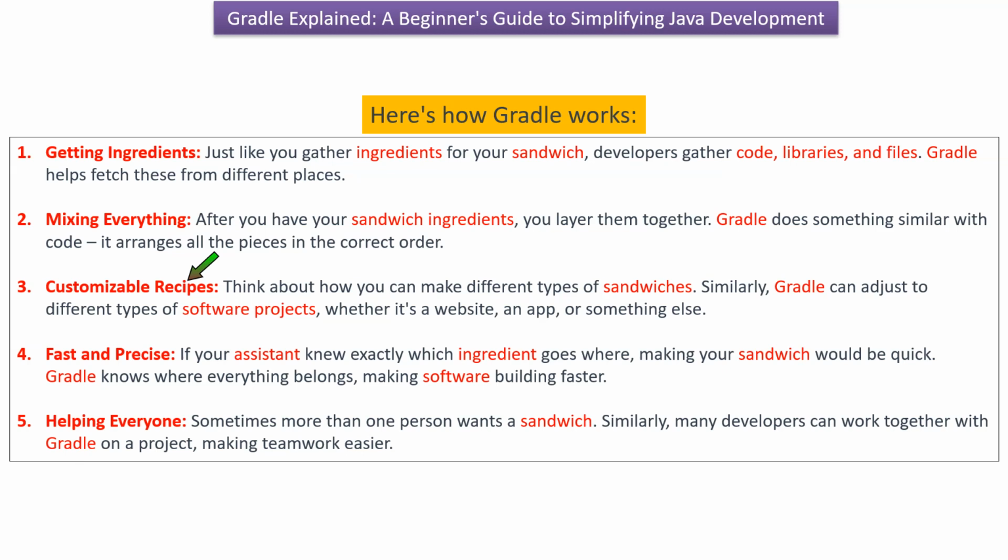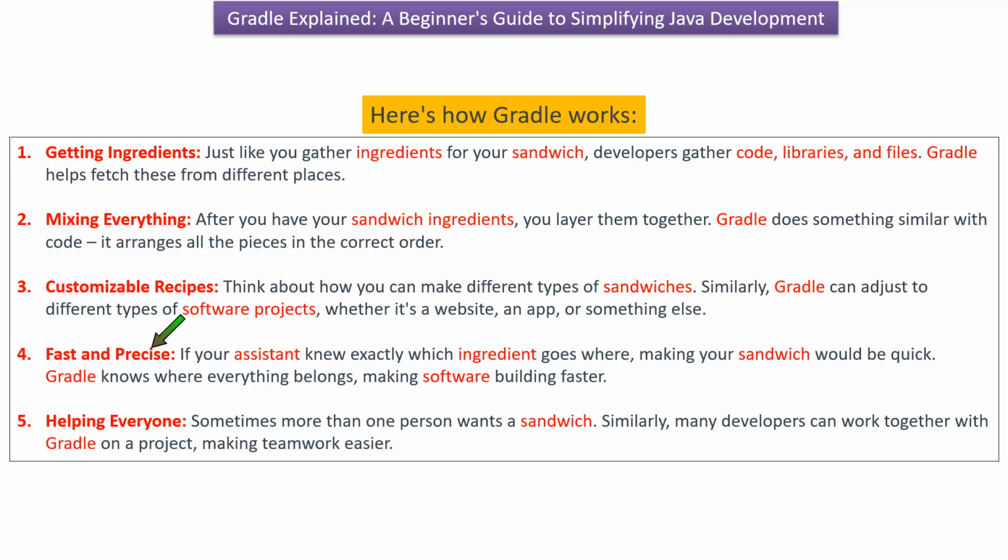Third point is customizable recipes. Think about how you can make different types of sandwiches. Similarly, Gradle can adjust to different types of software projects, whether it is a website or app or something else.